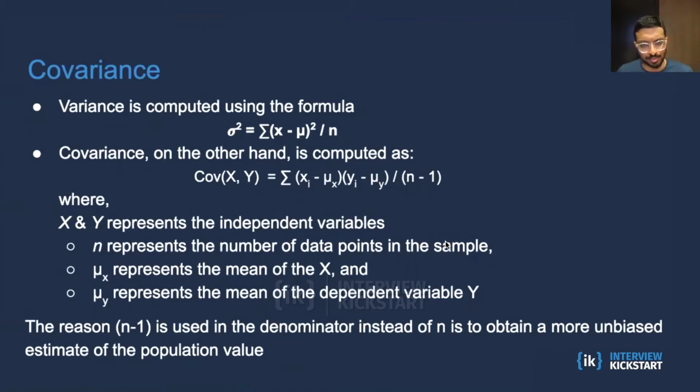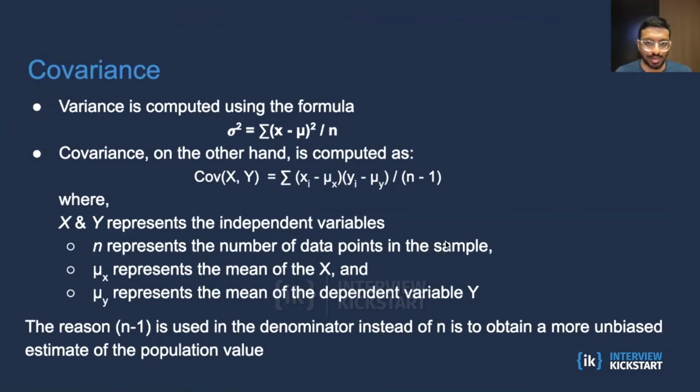Sigma squared is equal to the sum of (x minus mu), where mu is the mean, the whole squared, divided by n, where n is the number of samples. So this is our population variance. For covariance, on the other hand, we compute slightly differently. So we can see the similarities to the above formula.